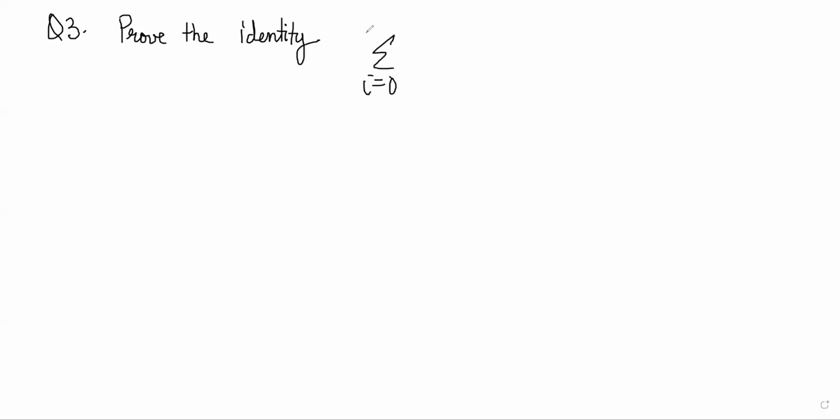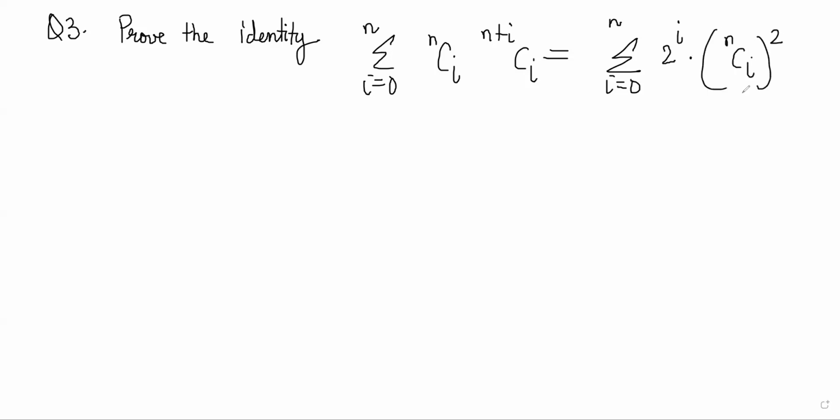Summation i goes from 0 to n, nCi times (n+i)Ci is equal to summation i goes from 0 to n of 2 power i multiplied by (nCi) whole squared. This is the identity that we wanted to show. So what we will do here is we'll do it by the combinatorial method. So we'll do it by counting in two different ways. So let's set up a counting problem whose solution will look like this, right?